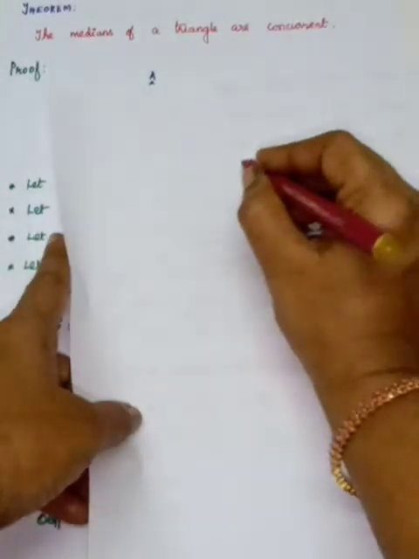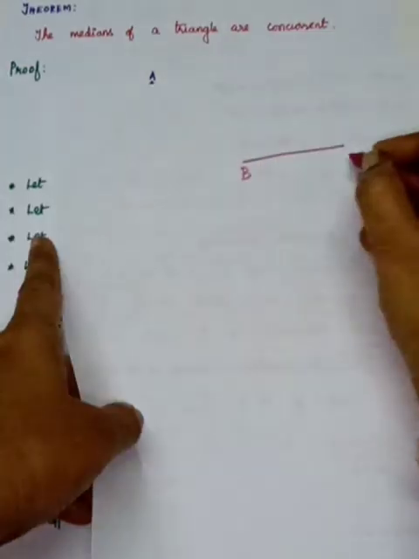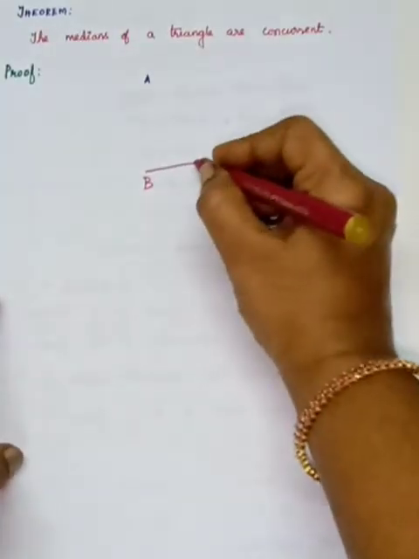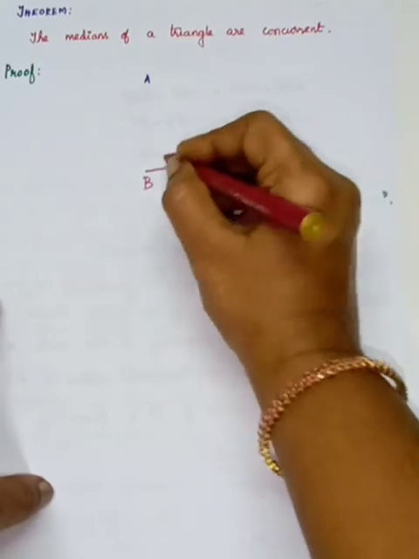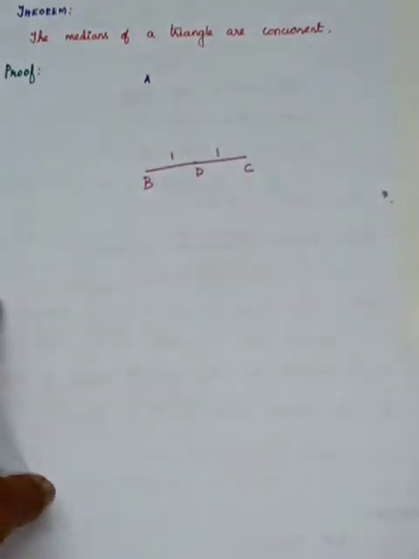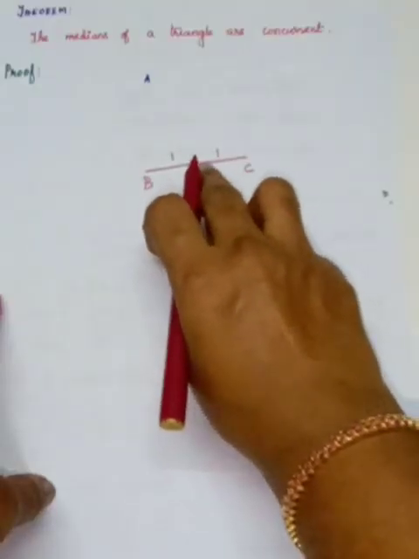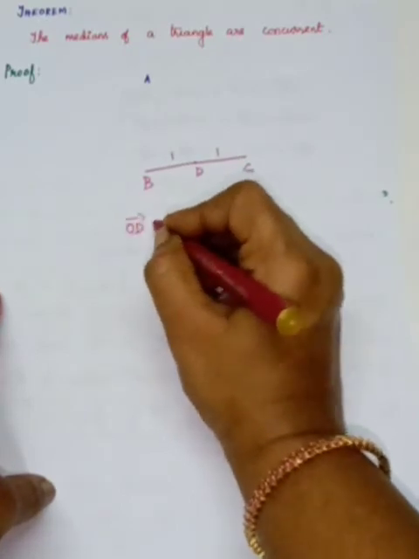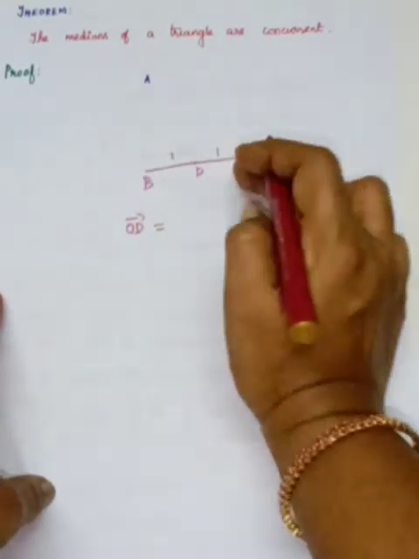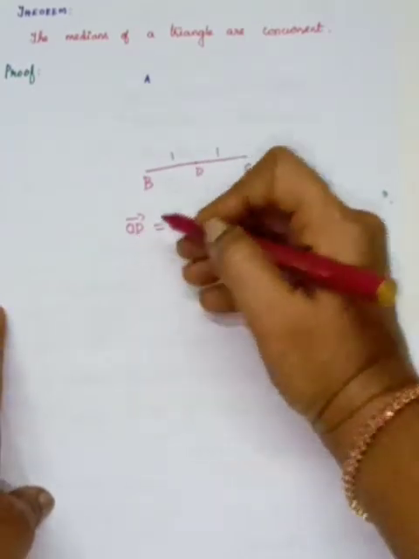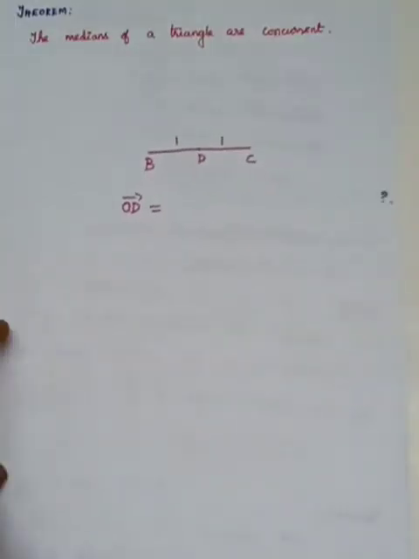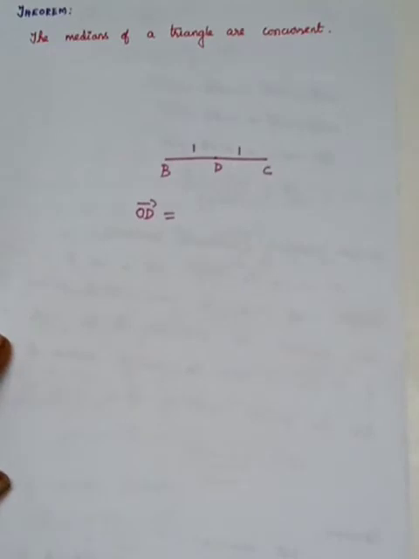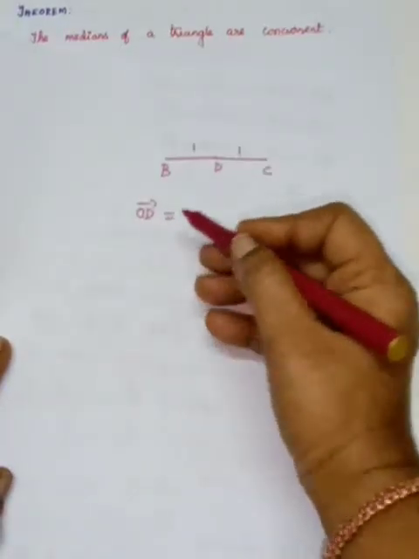BC. So it is BC. Okay. D is the midpoint. Midpoint means it divides in the ratio 1:1. So we are going to use the section formula, we are going to find the OD vector. The position vector of the point which divides the line. Position vector means you have to write the origin. O has to be started. So OD vector. So how to write?